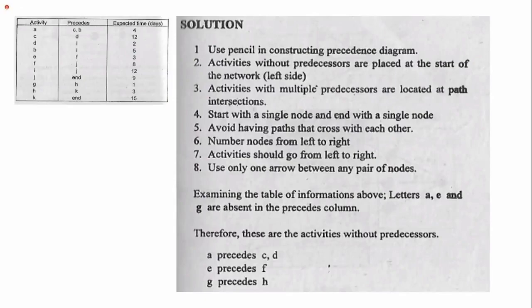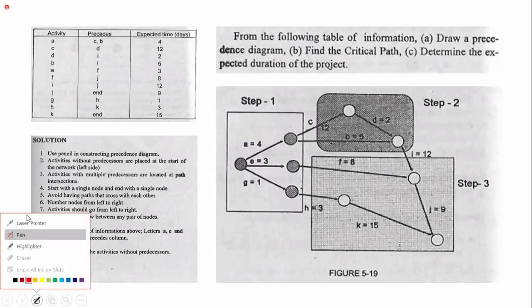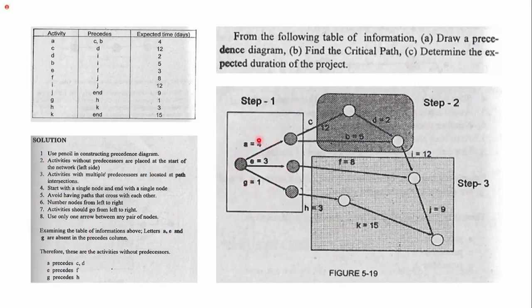So solution, use pencil in constructing the precedence diagram. Activities without predecessors are placed at the start of the network. So what are the activities that have no predecessors? Those activities are A, E, and G. Three, right? Activity A has nothing before it, then activity E and activity G. So this is step 1.